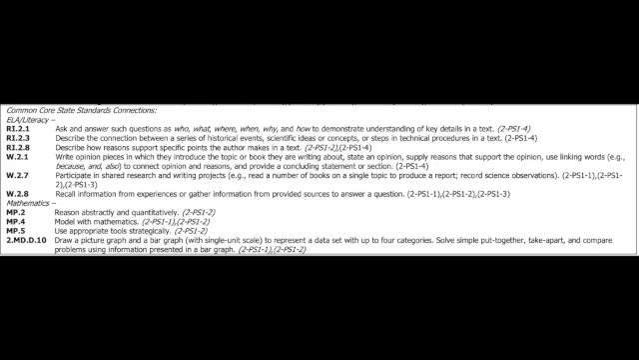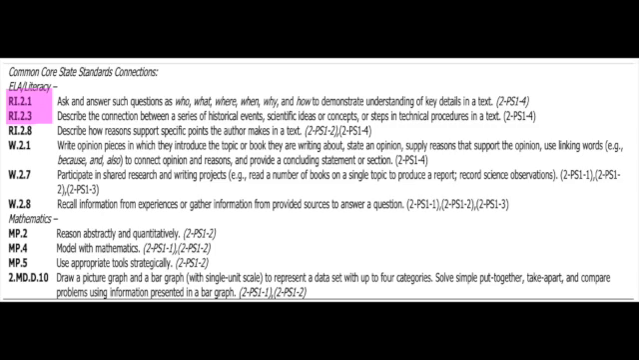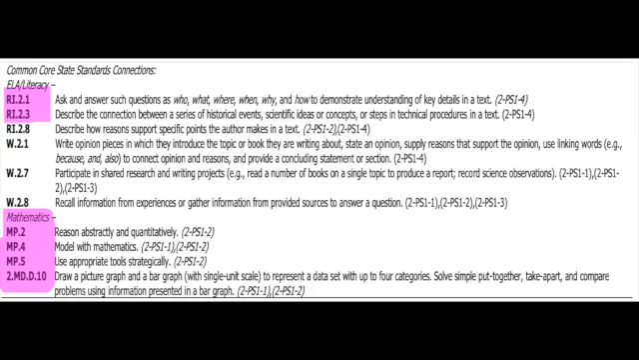Finally, Common Core State Standards connections. R1.2.1 and R1.2.3 ask and answer such questions as who, what, where, when, why, and how to demonstrate understanding of key details in a text, and describe the connection between a scientific idea or concept and the text. Finally, the math standards: reason abstractly and quantitatively, model with mathematics, use appropriate tools strategically, and draw a picture graph and a bar graph to represent a data set with up to 4 categories.